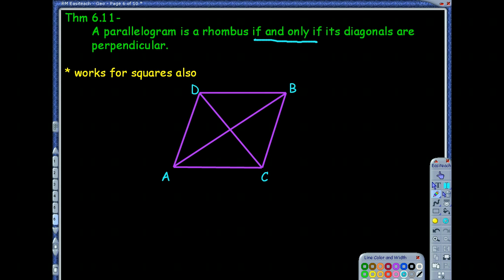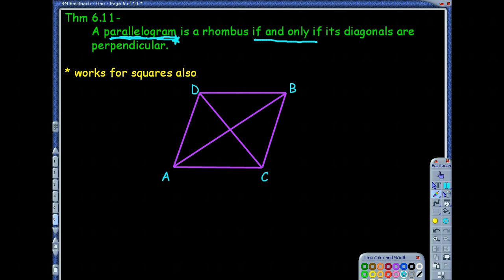Now, the key here is that it does say something about a parallelogram, and I'm going to stress that because we're going to learn another type of quadrilateral that also has perpendicular diagonals. That's not a parallelogram, and it's not going to be a rhombus. So knowing it's a parallelogram first is important. Unlike the corollaries we learned, where it was just a quadrilateral, knowing these are parallelograms is important too. And guys, we know things about the diagonals of a parallelogram. We know that they bisect each other.